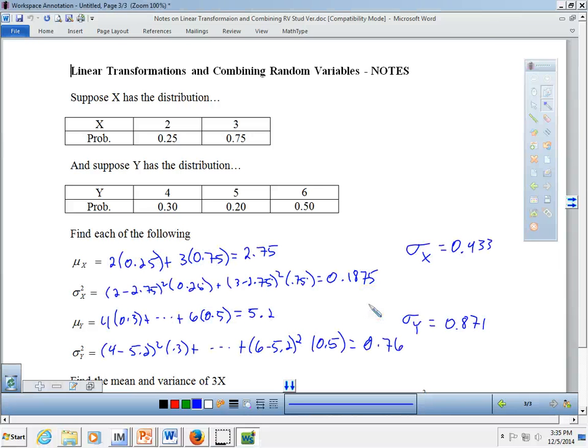All right, so is this what you got? You should have gotten 2.75 for your mean on X, 0.1875 for your variance, 0.433 for your standard deviation. For Y, the mean is 5.2, the variance is 0.76, and the standard deviation is 0.871.